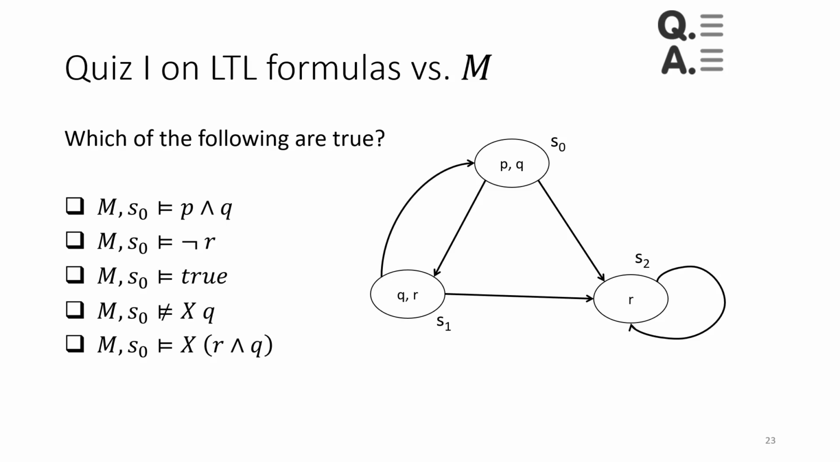So is there a path that satisfies next Q? Yes, that would be the path going from here to there. But it has to hold for all paths. So also going from here to there. And that's not the case, right? It doesn't have the Q. So that's why this is a correct statement as well. Then next, R and Q.